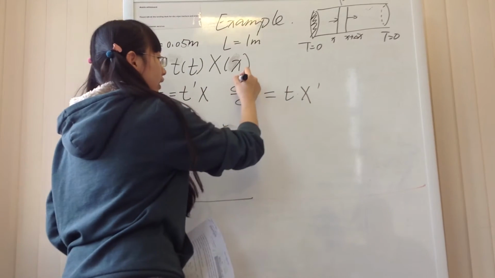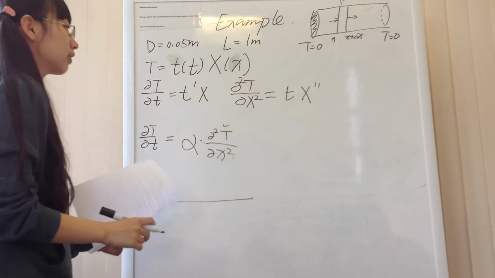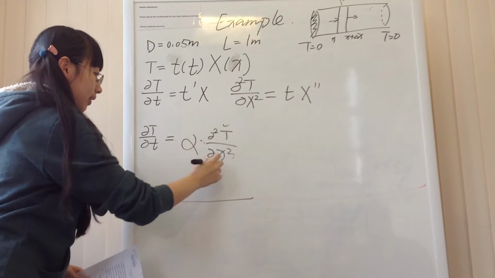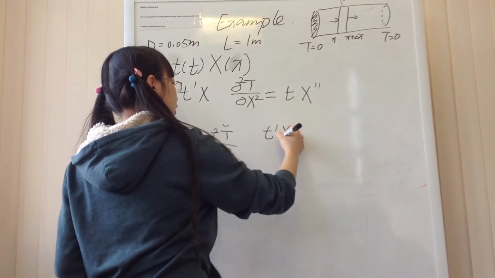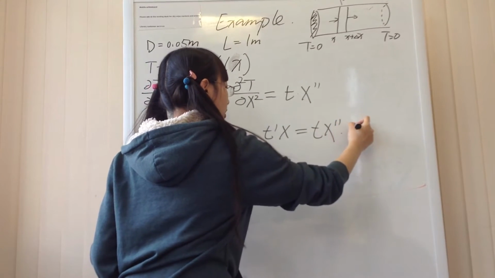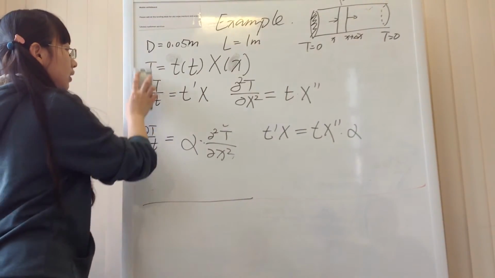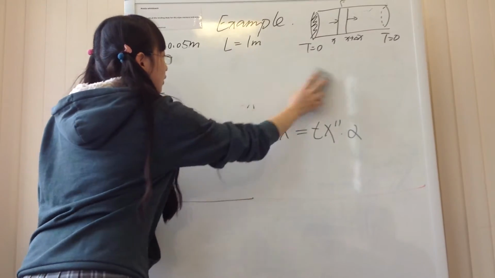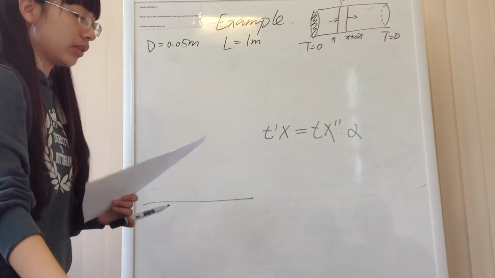And if you differentiate again, just call it X double dash. So it looks like that. And when we apply this to here, we get T dash X equals T X double dash times alpha. So here is the final equation we would like to solve.